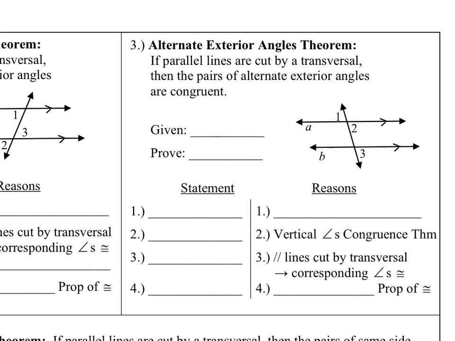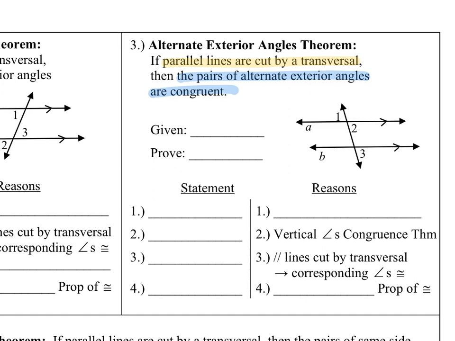Our next theorem is called the alternate exterior angles theorem, and it says the following. It says if parallel lines are cut by a transversal, then the conclusion is the pairs of alternate exterior angles are congruent. So we're going to prove that. This is a theorem and it can be proved, again, using that corresponding angles postulate that we talked about at the beginning of this lesson.